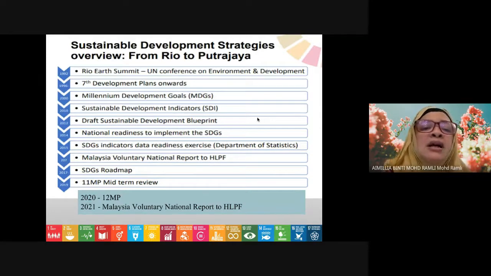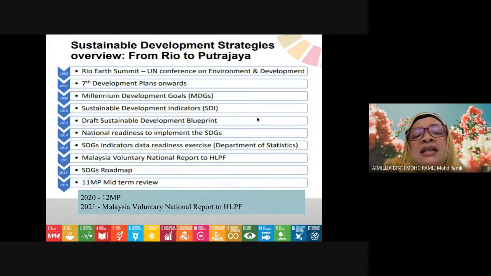When the UN did a checkup on whether the countries have met the Millennium Development Goals, many countries failed to do this. So they came up with Sustainable Development Indicators, okay, which is now adopted as the SDG. And then the draft Sustainable Development Blueprint, national readiness to implement the SDG. So this is what had taken place in 2014.